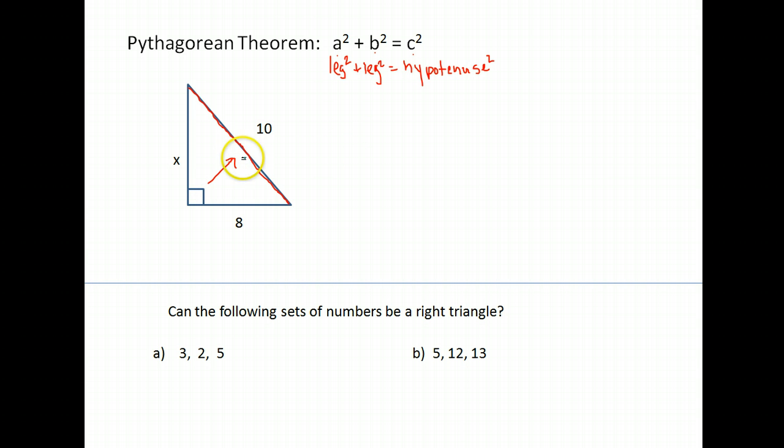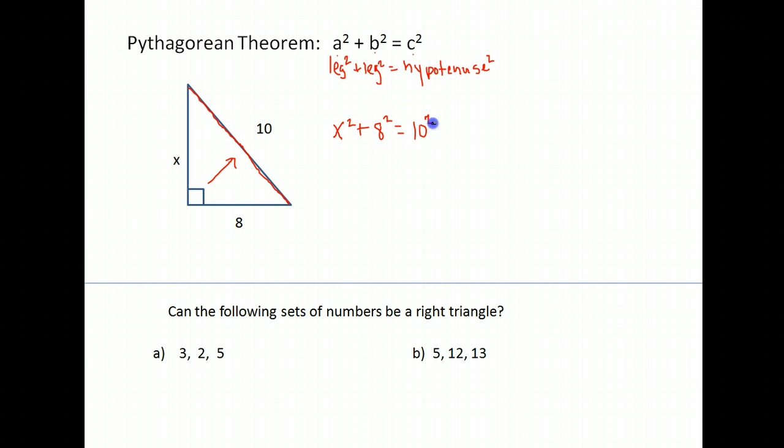So here's an example. If we wanted to find the measure of x, we have a right triangle. Now notice these are lengths of sides and they are not angles. So the length of this side is x, length here is 8, and the length of this hypotenuse is 10. We have two of the three sides, so we can use the Pythagorean theorem to solve this. We want to set it up carefully. Leg squared, one of our legs is x, plus leg squared, the other leg is 8, equals the hypotenuse squared.